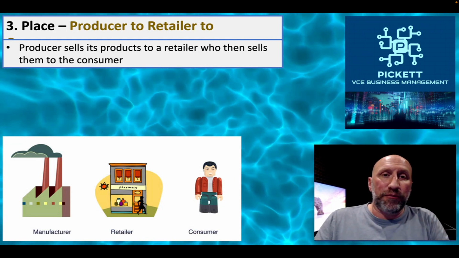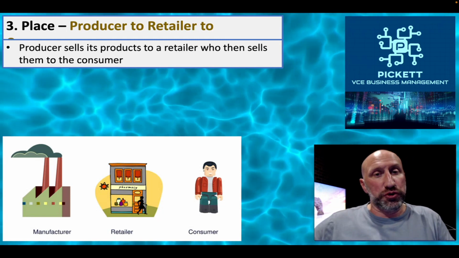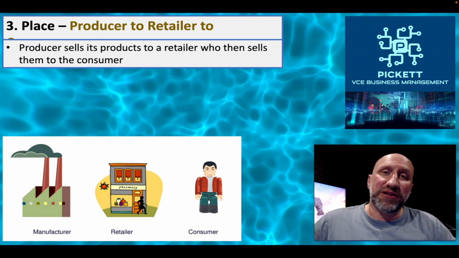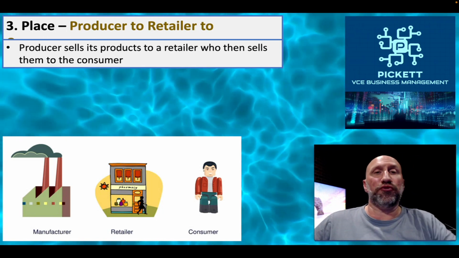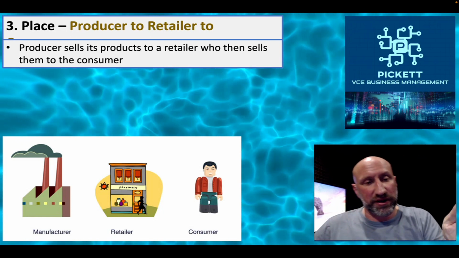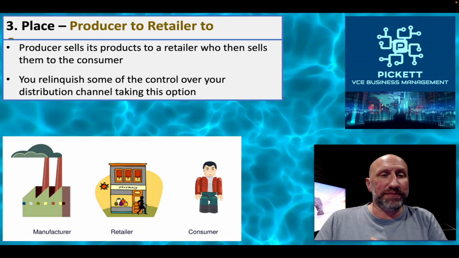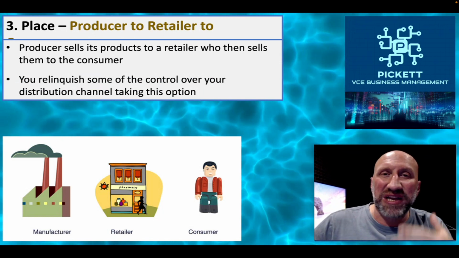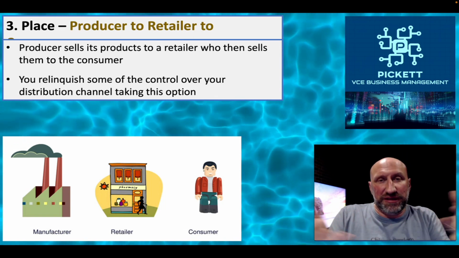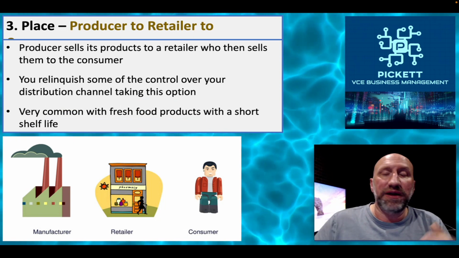Okay. Now, producer to retailer to consumer. That should have been brought down to consumer. So that's that second stage we looked at before. Again, this is where the producer sells the products to a retailer and they then on-sell them to the consumer. Okay, you can see the diagram there: manufacturer, retailer, consumer. Now, what you're doing here, clearly, is relinquishing some control over your distribution channel because you're introducing this intermediary retailer. So they're going to have some control over here.